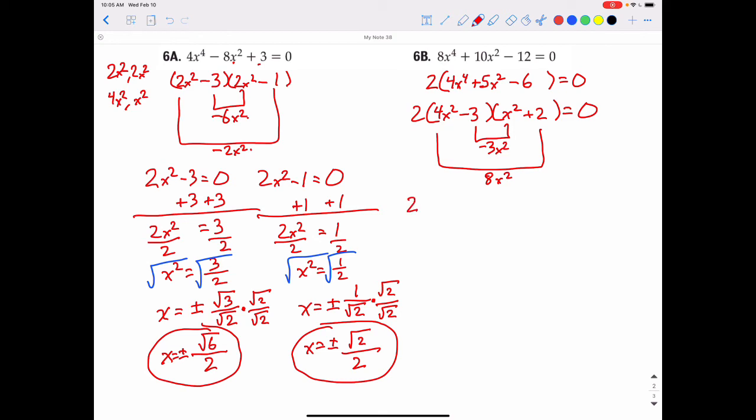And then we would set each part equal to 0, including what we factored out, even though in this case it doesn't make sense. So I'm just going to ignore that. So it's going to be 4x squared minus 3 equals 0, and x squared plus 2 equals 0.